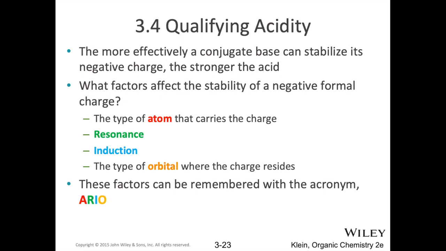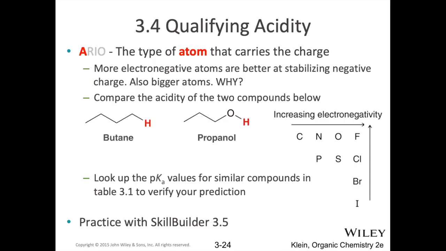Okay, so typically we kind of go down this checklist. So we first look for different atoms. If the atoms are identical, we then look for resonance differences between the two molecules. And if that's the same for both molecules, then we look at induction. And if that's the same, then finally orbital is the last tiebreaker that we use for figuring out which one's a better acid. All right, so let's look at each of these examples in turn.